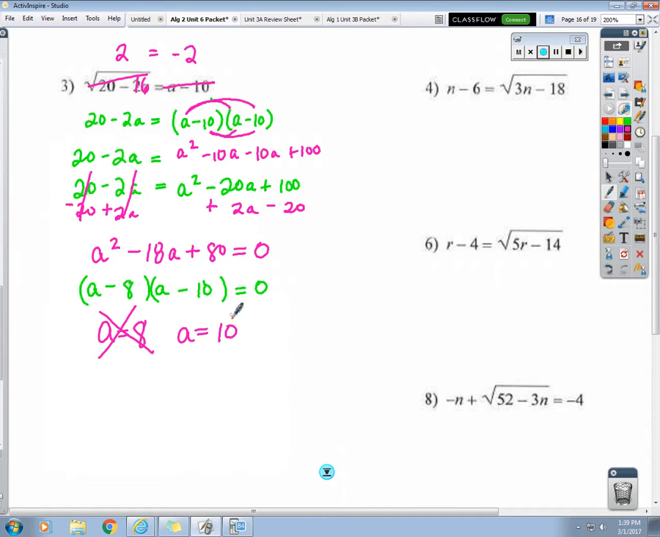Now let's try 10. Okay, if I plug in 10 on this side, what's 2 times 10? 20. And if I plug in 10 on this side, I get 10 minus 10, which is 0. 20 minus 20 is 0, and the square root of 0 is 0, so it works.